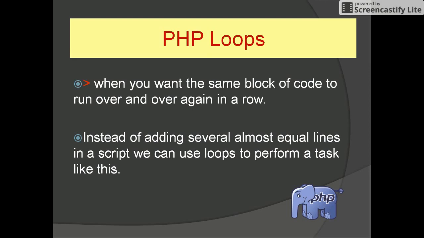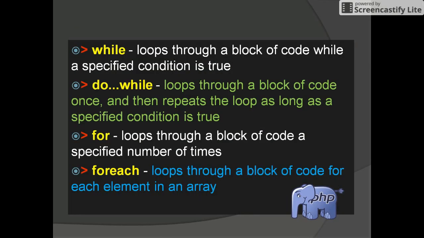Then there comes the PHP loop. A loop is something we need when we continuously and repeatedly perform a certain operation again and again based on a given condition. Loops are preferable to repeatedly typing the same code over multiple lines. We can have four types of loop in PHP: while loop, do while, for, and foreach.